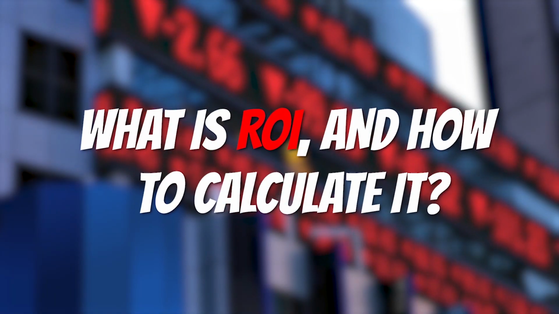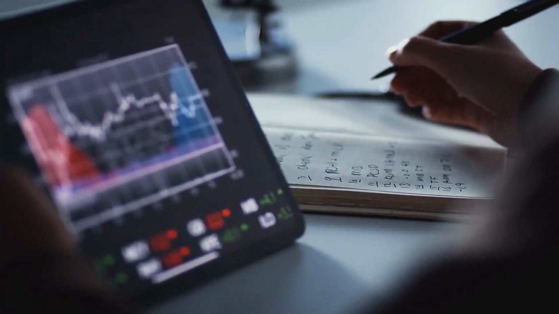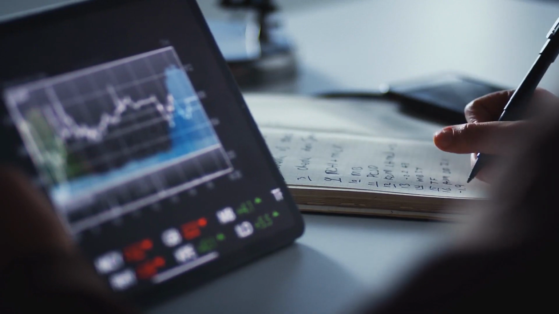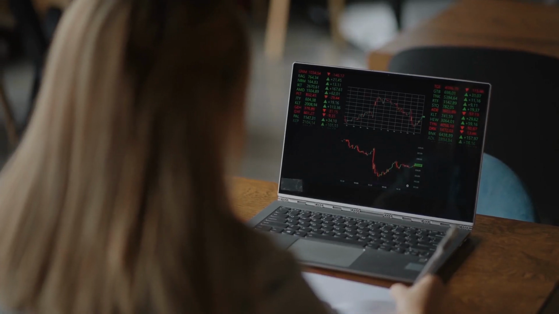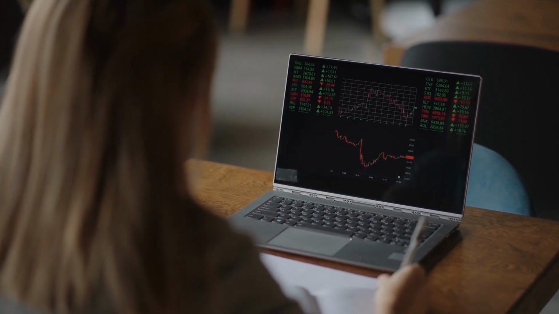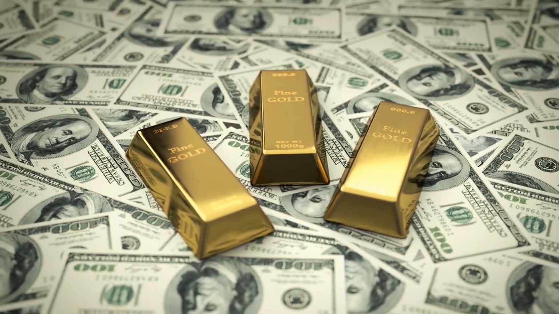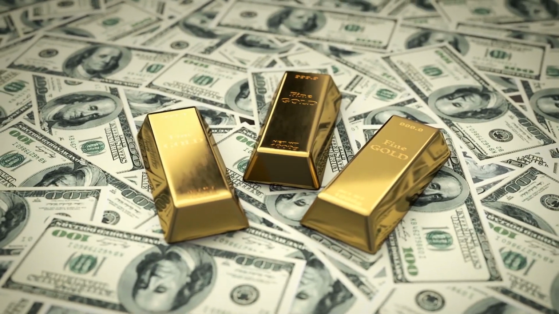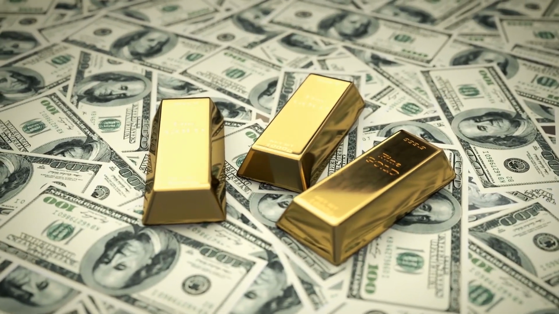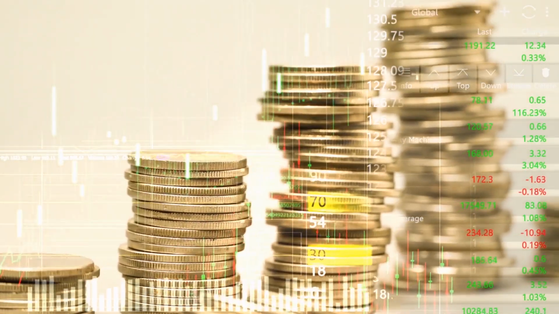What is ROI and how to calculate it? ROI stands for Return on Investment. ROI is a way to measure how profitable an investment is. It is usually expressed as a percentage and is calculated by dividing the net profit of an investment by the cost of making it in the first place. ROI is a way for investors to figure out how well their investments are doing and whether or not they're making money. Investors might compare the ROIs of different assets to see which makes the most money.